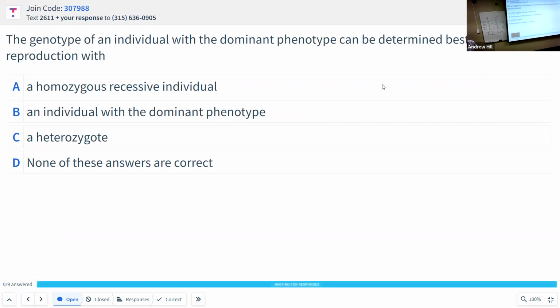Okay, the genotype of an individual with the dominant phenotype can be determined best by reproduction with... so we're talking about the dominant phenotype, right? But genotypically, that person could be, if we're using A's, big A, big A, or big A, small a, right? It could be heterozygous or it could be homozygous dominant. So what kind of individual would you best want to pair that person with to try and figure out what they are?